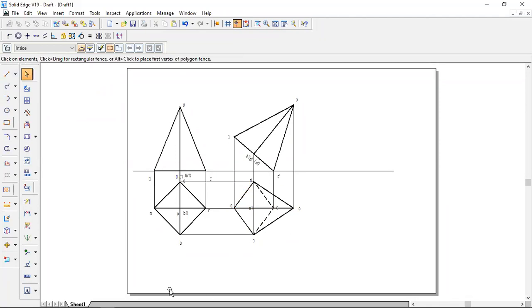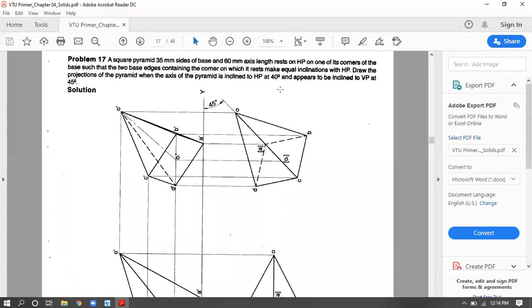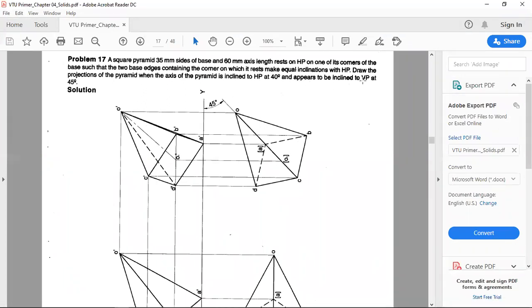Now what is the next condition given? If you read the question properly, draw the projections of the pyramid when the axis of the pyramid is inclined to HP at 40 degrees, that is done. Then the axis appears to be inclined to VP, and he has given the beta angle directly. So there is no need to calculate the beta angle. Take the beta angle and rotate the axis onto that line.